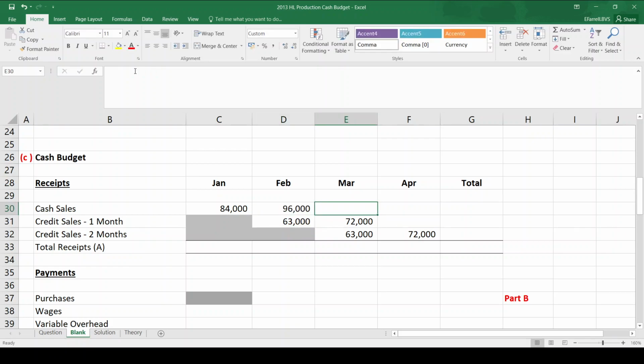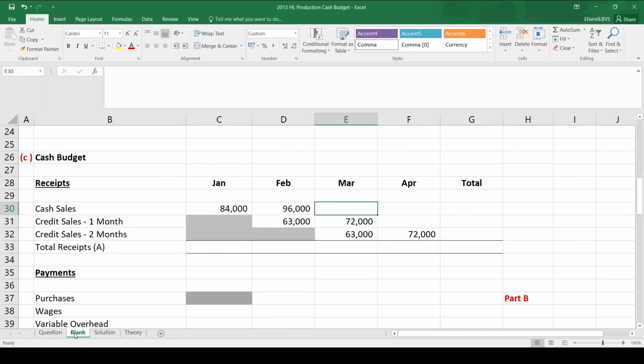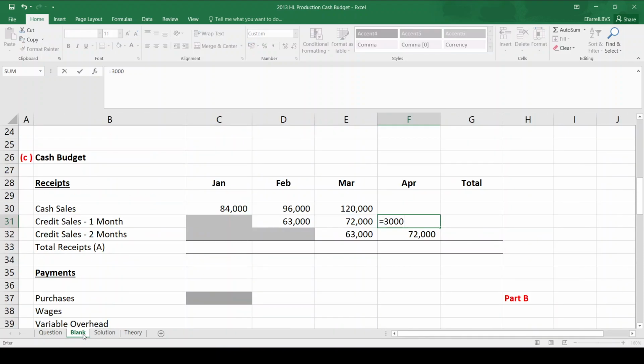So again, March, I'm going to get March sales, which is 300,000. So again, this is going to be 300,000, and by 40%, it's 40% worth of credit, sorry, for cash. And then this is going to be, and again, I'm just going to double check my March is 300,000. So this is 300,000 by 60% were on credit, by 50% of those received a month later.